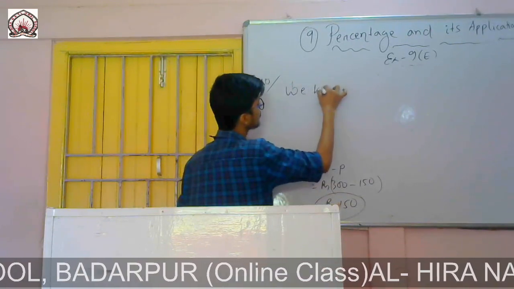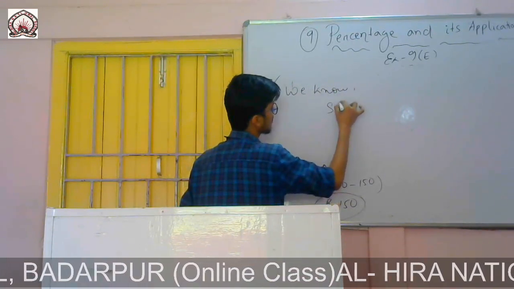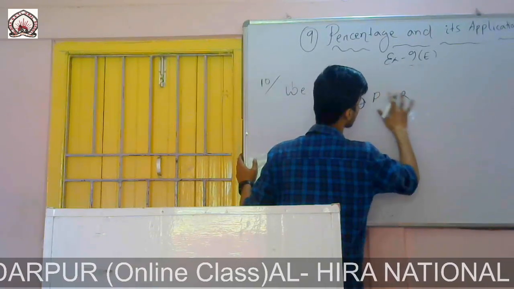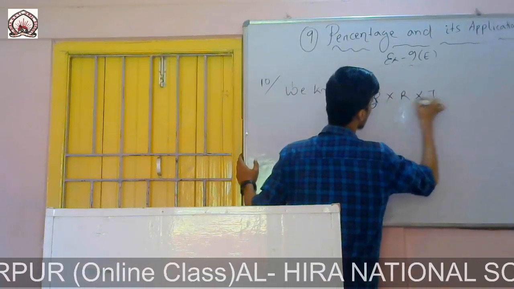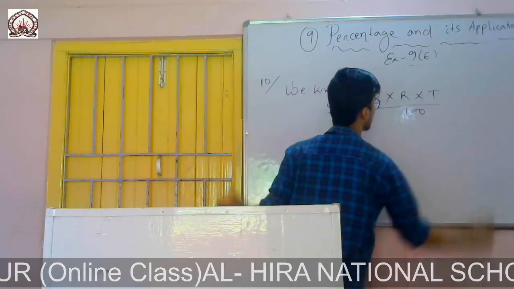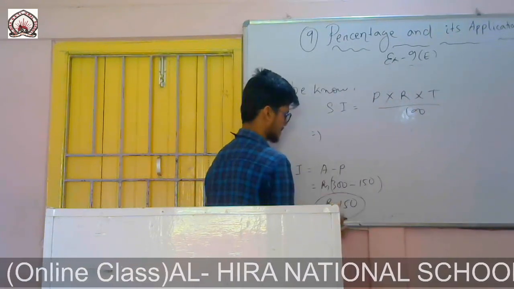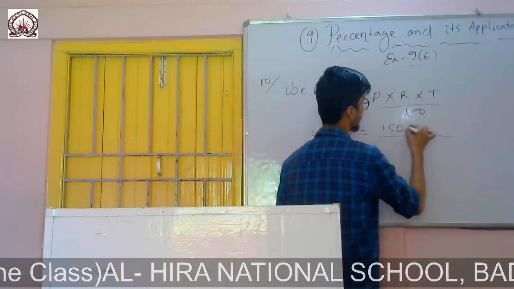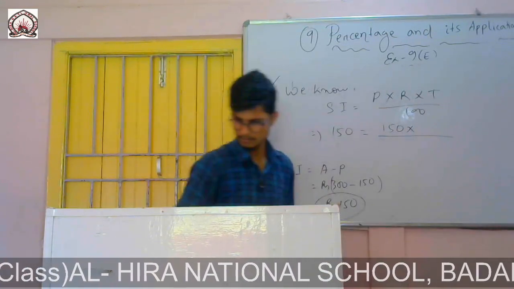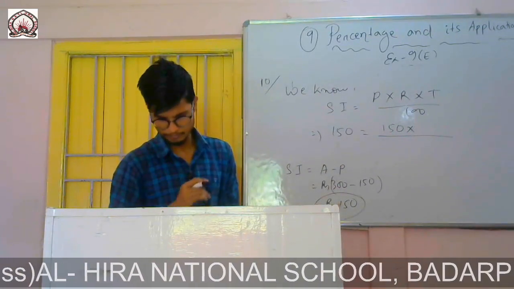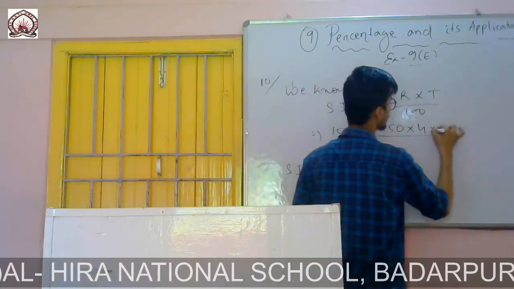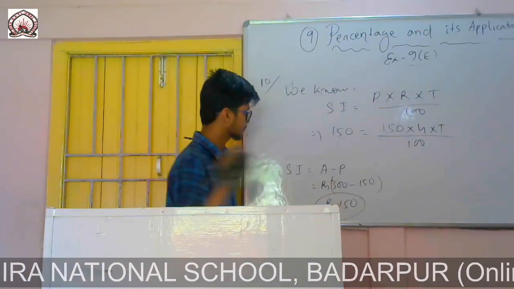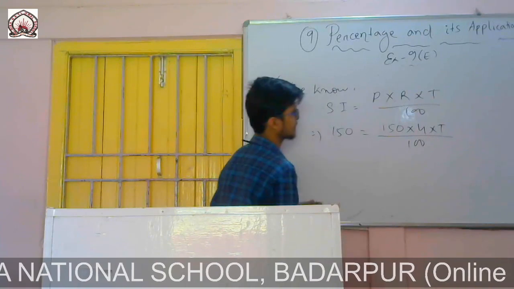So we know SI equals PRT by 100. SI is 150. Principal is also 150. Rate is given as 4%, and time we don't know, so we'll let it be T. So simply solve this one, we will get the answer.